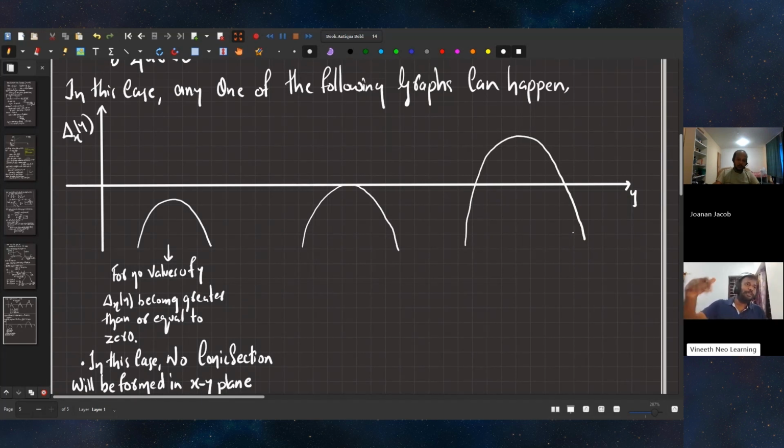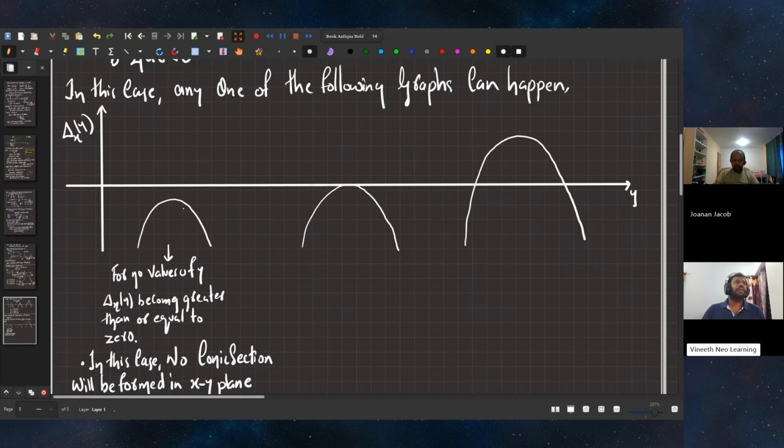This is algebraic geometry within algebraic geometry. We are finding the regions of y where delta xy becomes greater than or equal to 0, so that a conic section can form in the xy plane. Here, for no values of y can this hold, so this inequality becomes violated.